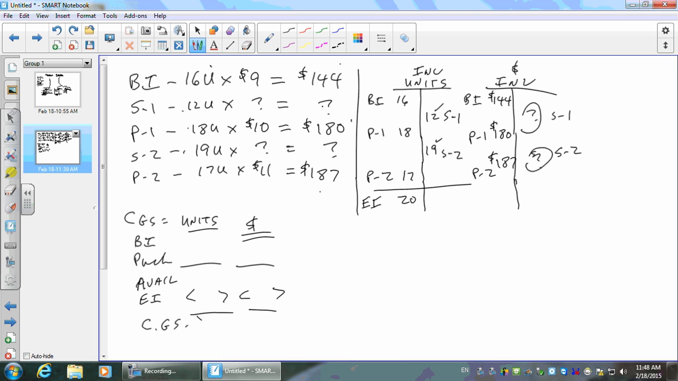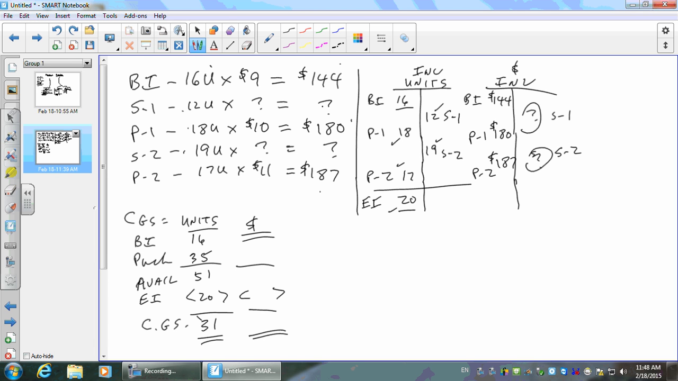How many units did you start with? 16. How many did you purchase? 18 plus 17. How many is that? 35. How many is available if you had 16 to start with and you bought 35? 51. Everybody good? How many do I have in the end? 20. My ending inventory is 20, no matter which inventory method I use, right? My beginning is 16, my purchase is 35, my available is 51, my ending is 20, so how many did I sell? 31. No matter which method you use, I sold 31. Does everybody agree with this?